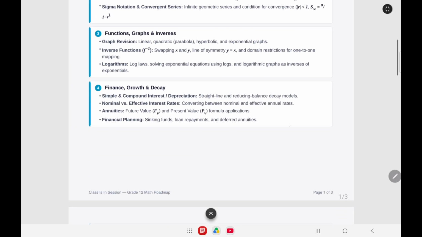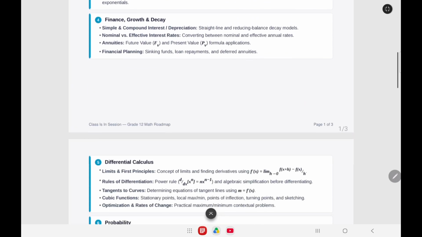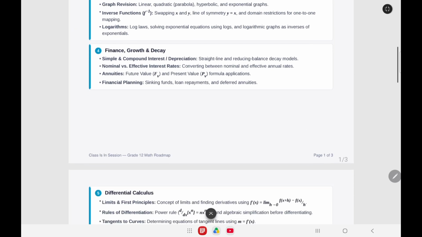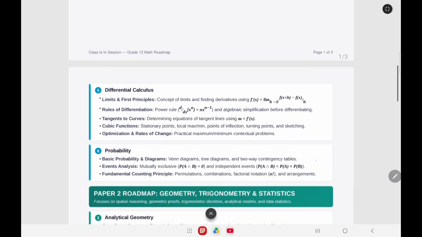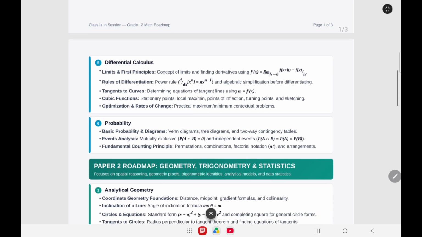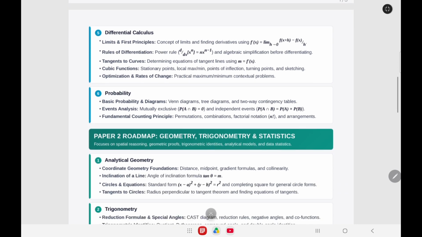Then functions, you really need to practice this. Finance as well. You could get some easy marks in finance. As long as you know the formula, you'll be good. You just need to substitute. With calculus, it goes with functions, as I've said, and then probability should be your last topic.